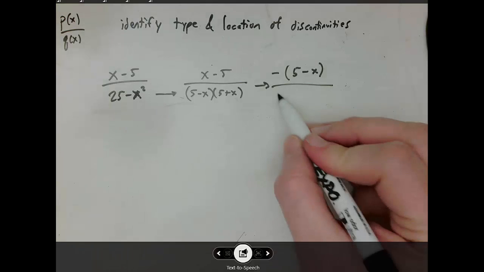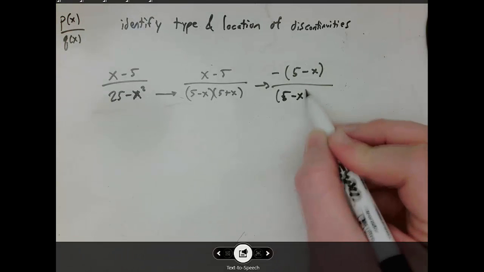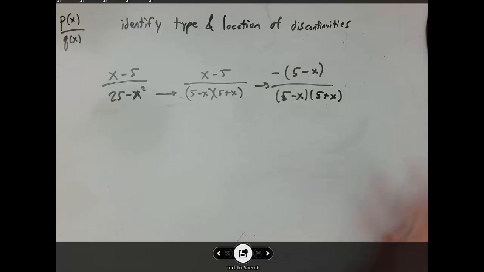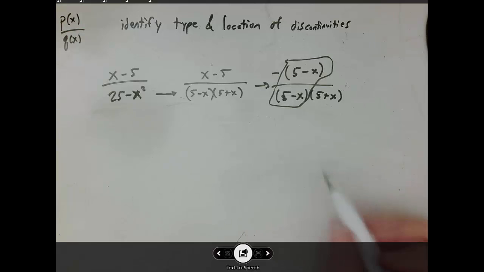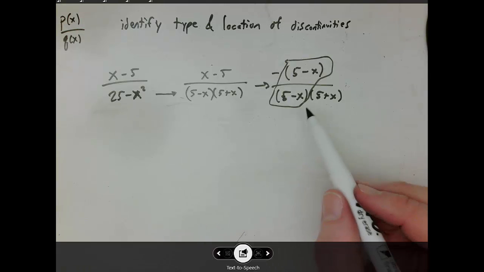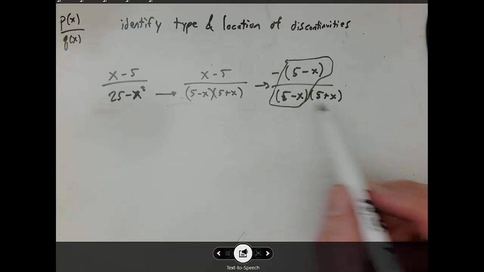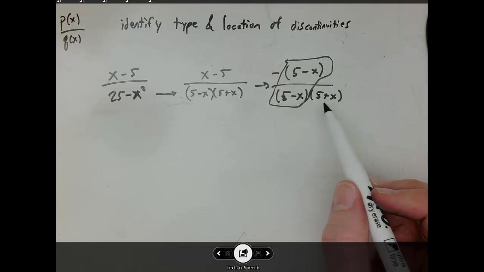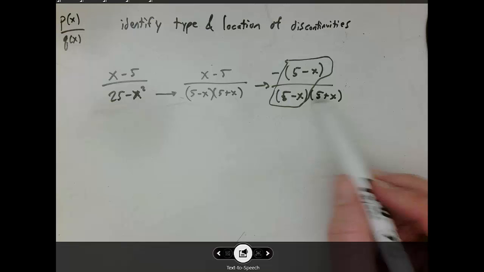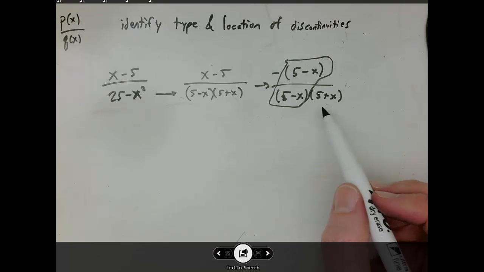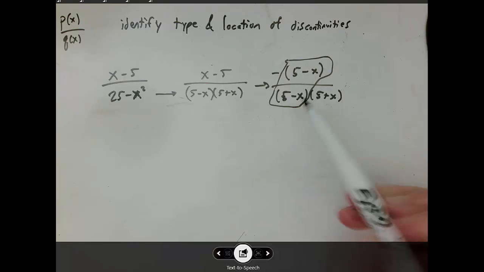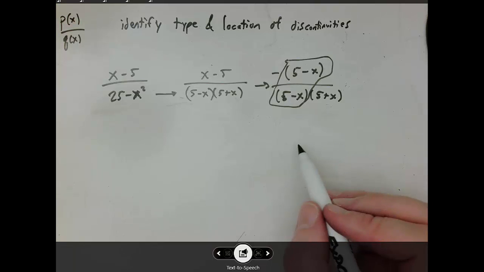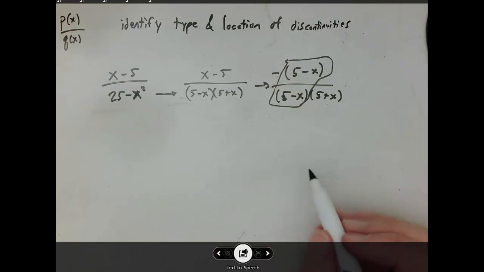So now that we've done that, you see that there are some things that cancel. So this is a fancy form of the number 1. So I know that I've got a removable discontinuity at x equals 5. But I also have a factor down here giving me another discontinuity at x equals negative 5. So if I plug in x equals negative 5, that produces a 0 in the denominator, but a non-zero value in the numerator. And that was characteristic of a vertical asymptote, if you remember.